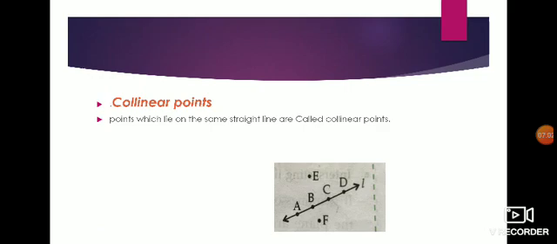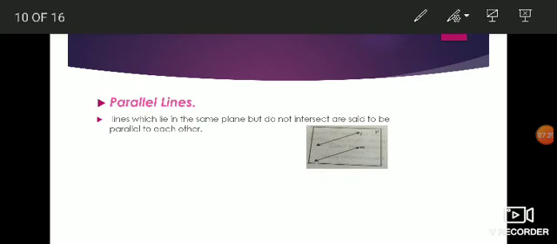Okay. Points which lie on the same line are called collinear points. Now next we will see parallel lines. Parallel means what? Lines which lie in the same plane but do not intersect are said to be parallel to each other. If we extend these lines, they will not intersect on either side.